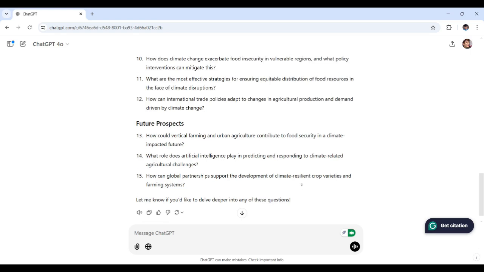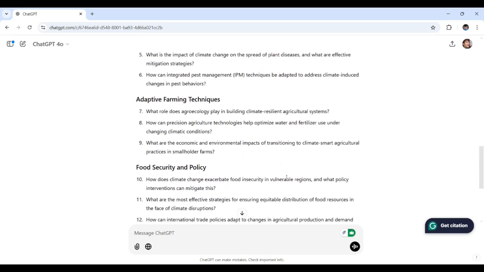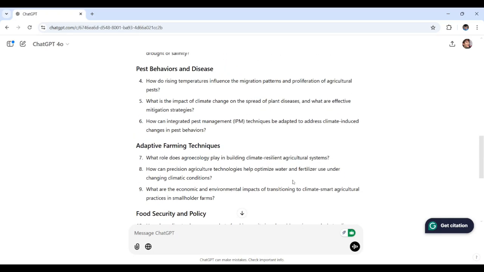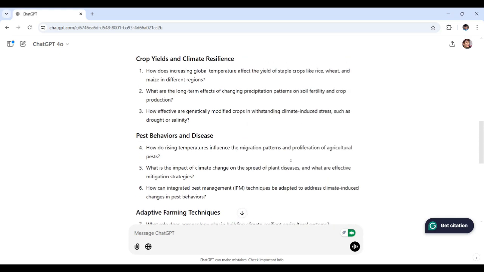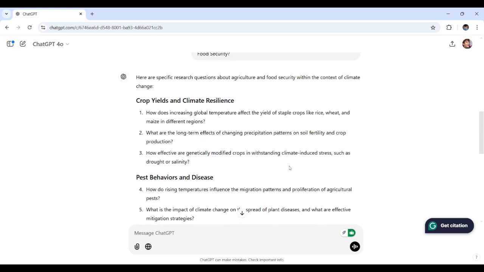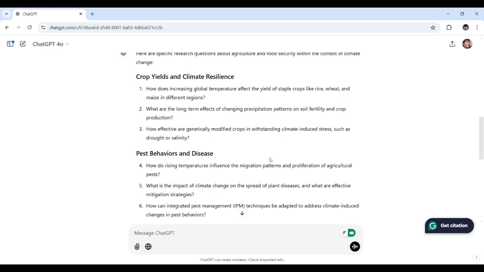All right, look at these. We've got questions right here that ChatGPT had recommended to us. So these aren't just general questions. They're clear, specific, and ready to form the backbone of a research project. So which one would you choose? Just let us know in the comments below.